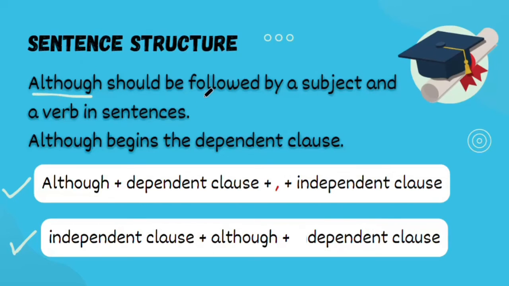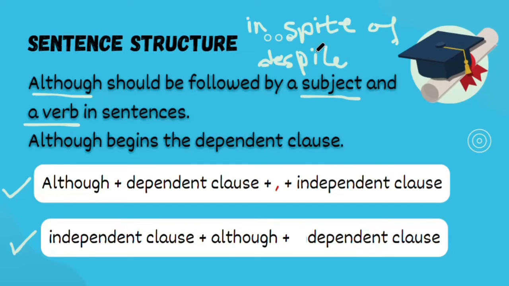Although should be followed by a subject and a verb in a sentence. This is again something important because we have some other conjunctions too, like in spite of or despite or though. All these conjunctions are used to show contradictory information. Okay, but how to use them, what will be the sentence structure? It differs in all these conjunctions.